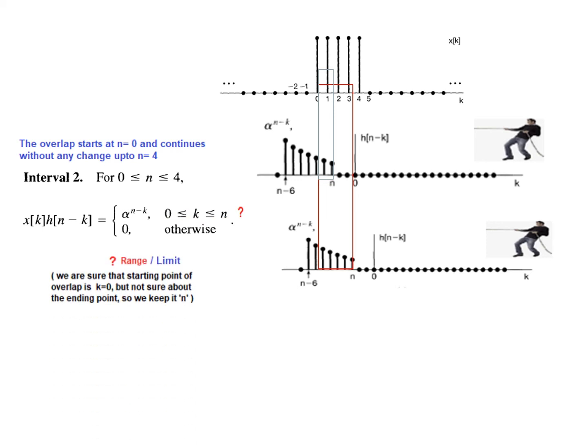And now it is easy. The range or limit, we are sure that the starting point of overlap is at k equal to 0, but not sure about the ending point from the first diagram. So we take the ending point from the second diagram, which is n. And now we'll write the summation equation, y of n equals the sum of a power n minus k, and the limit is from k equals 0 to k equals n.